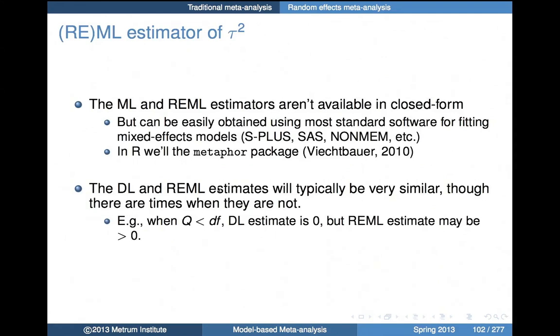That's the DerSimonian and Laird estimator. If instead you're interested in getting a maximum likelihood estimator, and probably not surprisingly to you, those are not available in closed form. But of course, if you have software for fitting meta-analysis models or fitting general mixed effects models, you can use those tools to get the maximum likelihood or restricted maximum likelihood estimators.